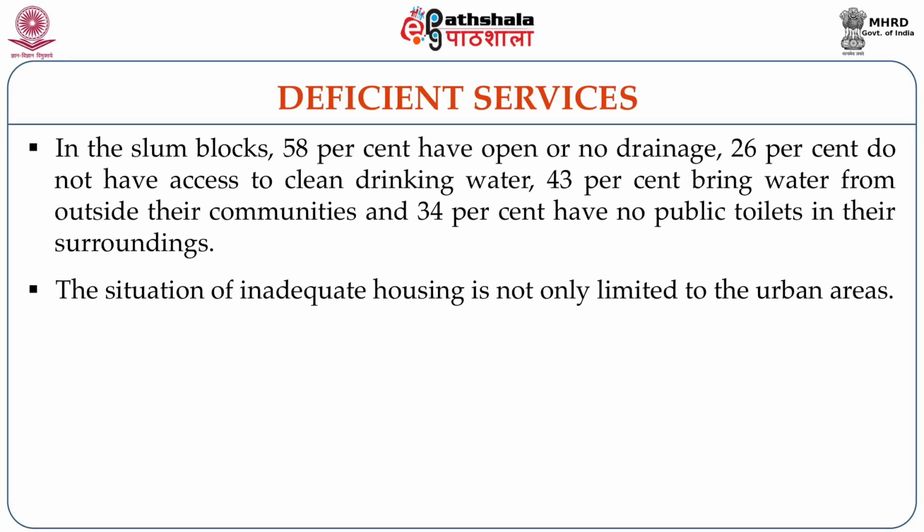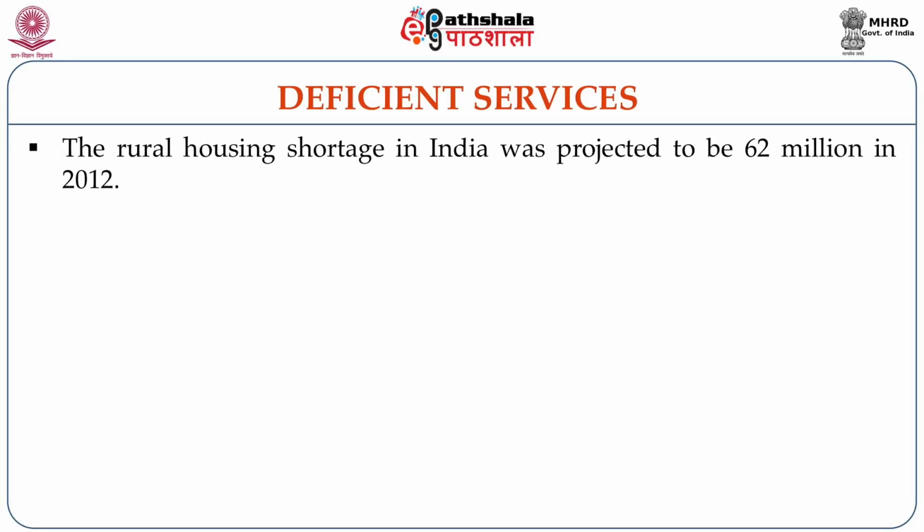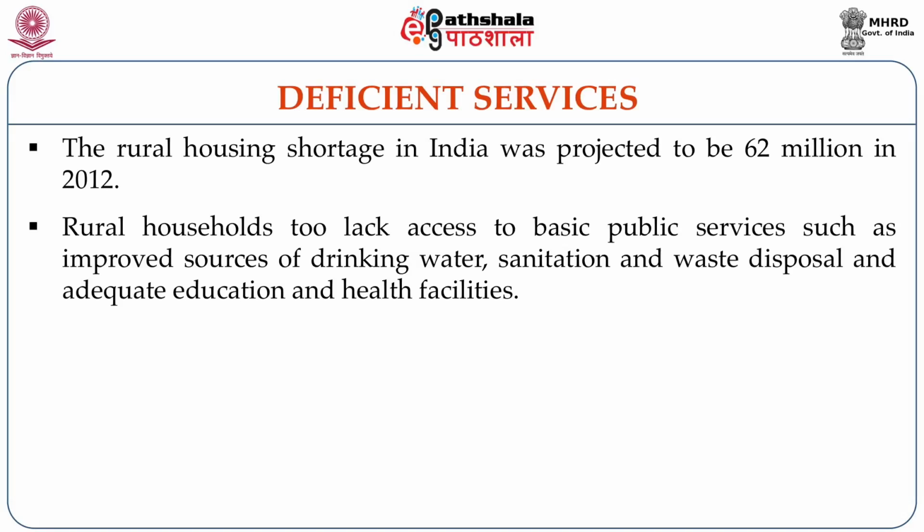The situation of inadequate housing is not only limited to the urban areas. The rural housing shortage in India is also projected to be 62 million in 2012. Rural households too lack access to basic public services such as improved sources of drinking water, sanitation, waste disposal, and adequate education and health facilities, especially in geographically remote locations.